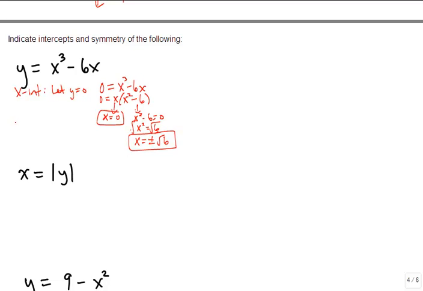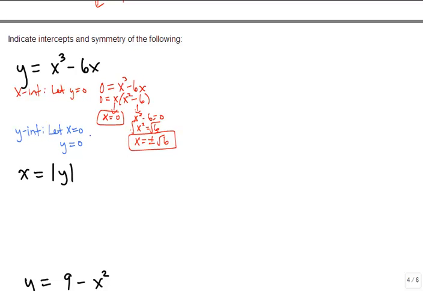Alright, so that's for your x-intercepts. Let's find your y-intercept. To find your y-intercept, you're going to let x equal 0. This is usually a lot easier to figure out, because all we have to do is plug in 0 for this x and 0 for this x, and you can see that's going to make both of these x terms cancel out, so we're just going to get y equals 0.